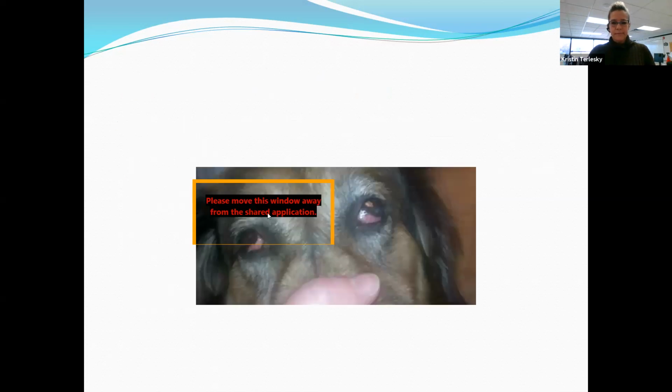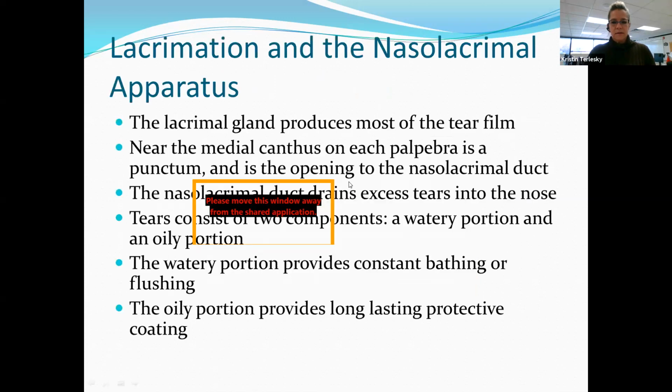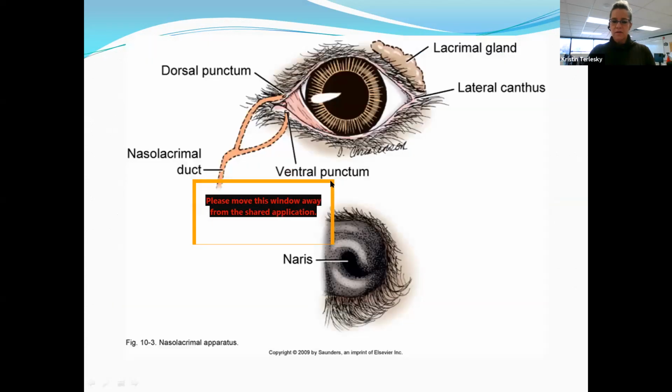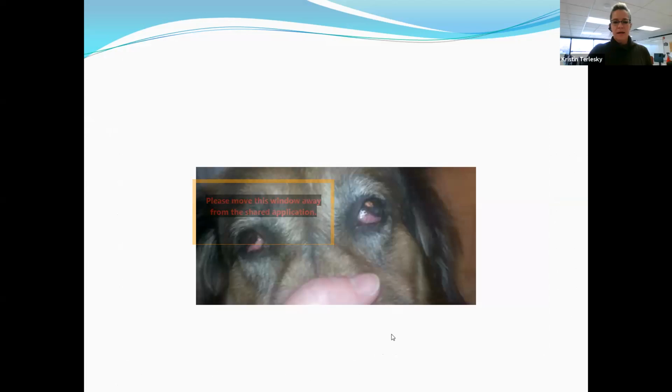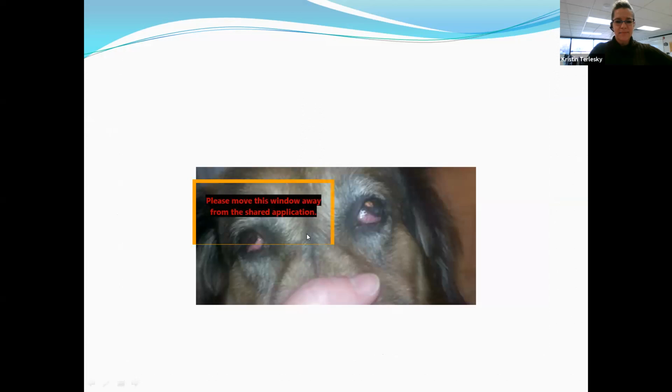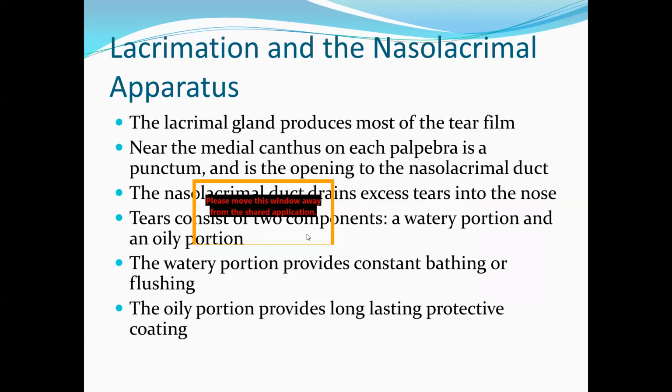Whoops, let me go back. I'm trying to get that. Can you guys see the square on the screen? Yeah. I'm trying to get that to go away. Oh, it's going away, sometimes it fades. It says please move this window away from the share application. I actually tried moving it one time. Well, I think I have to do that. Oh, maybe this.